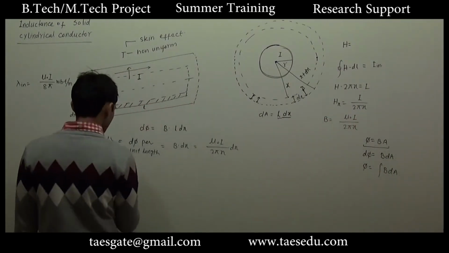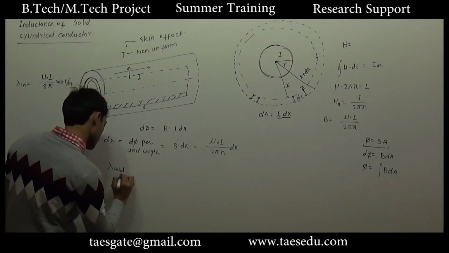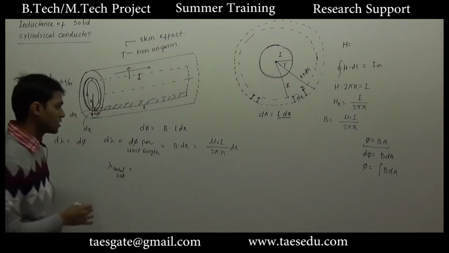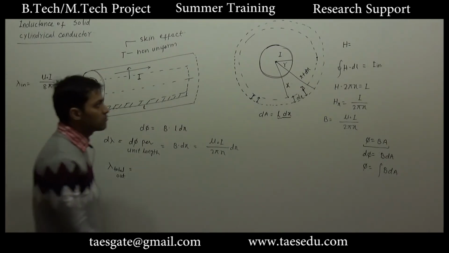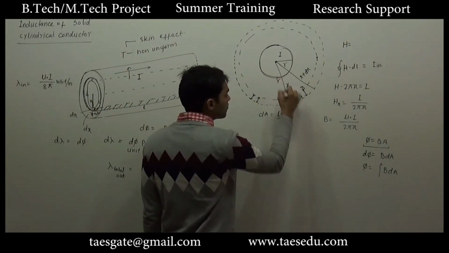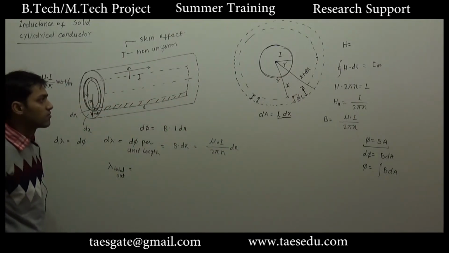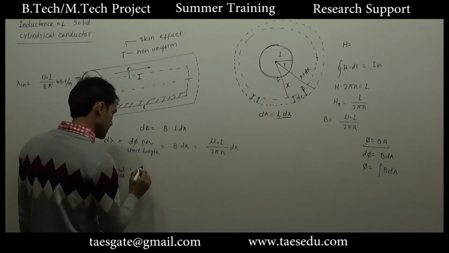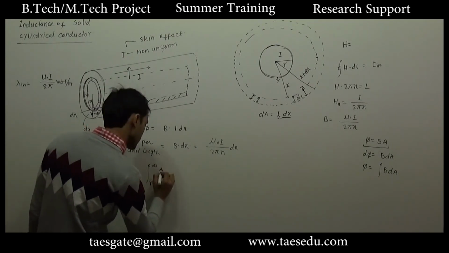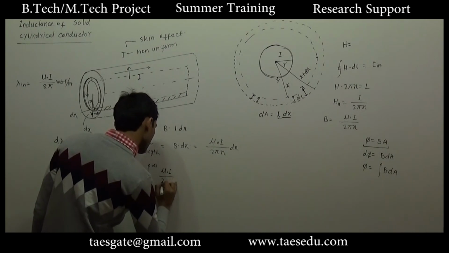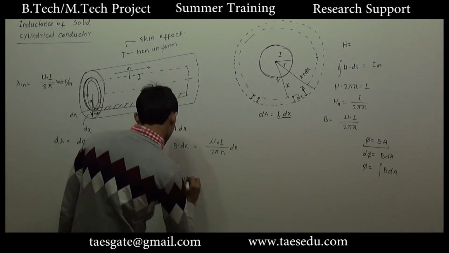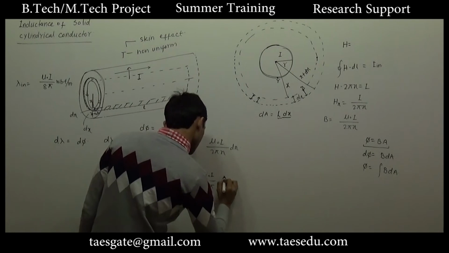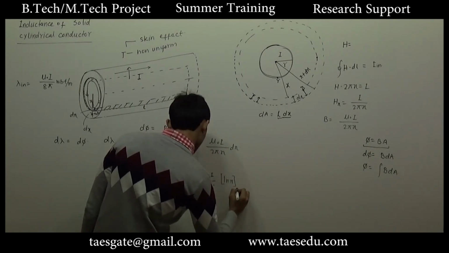So what will be the total flux linkage, which is outside? If you want to calculate the total flux, starting obviously from radius r, for calculating total flux linkage we will have to integrate from r to infinity. So if you integrate this expression from r to infinity, mu naught I divided by 2 pi x dx, that is mu naught I divided by 2 pi, ln x from r to infinity.